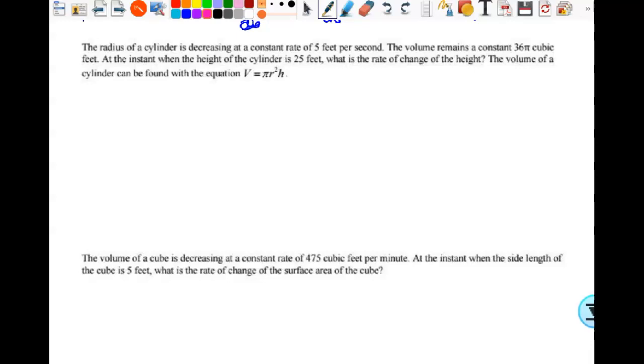So this says the radius of a cylinder is decreasing at a constant rate of 5 feet per second. Then I have the volume remains constant at 36 pi cubic feet. At the instant when the height is 25 feet, what is the rate of change of the height? And then it reminds you that the volume of the cylinder can be found with this.